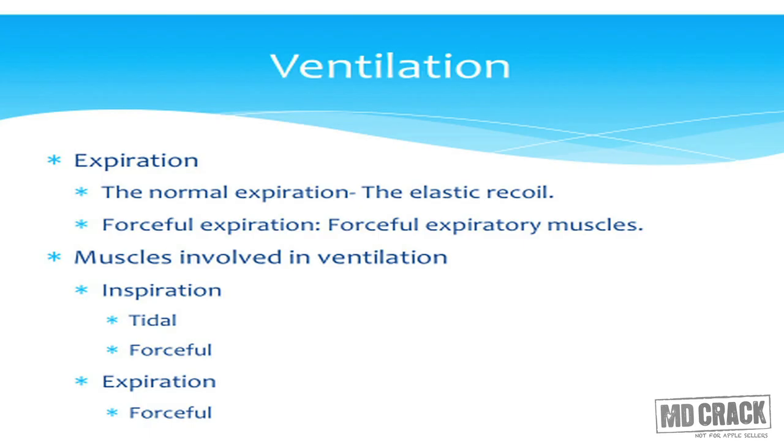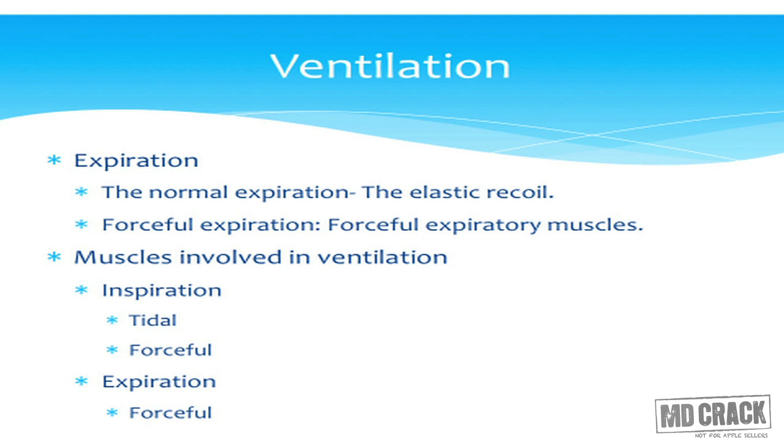Very little energy is used in tidal expiration. But whenever forceful expiration has to be done, forceful expiratory muscles are used. For tidal expiration, generally no muscle is required. It's just because of the elastic recoil of the rib cage and the lung as such. But there are certain muscles required for forceful expiration. We will see what muscles are required for inspiration, which mainly lift up the ribs and cause inspiration, and which muscles are useful for forceful expiration.